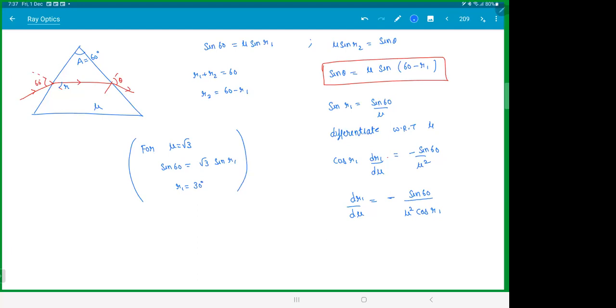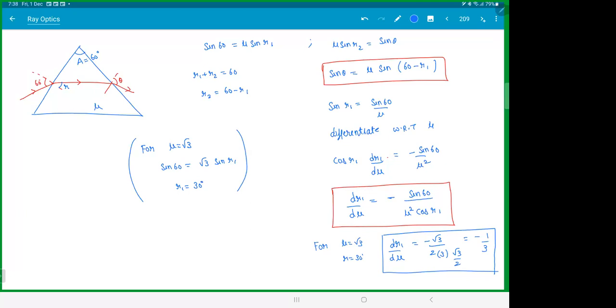This is also important. Now, when you differentiate, you're going to put the value here. For mu is equal to root 3, r1 is equal to 30 degrees. So for this condition, dr1 by d mu will be minus root 3 by 2 divided by mu square, which is 3, and cos 30 is root 3 by 2. Root 3 will cancel, minus 1 by 3. So keep this aside. We're going to use this value later on.